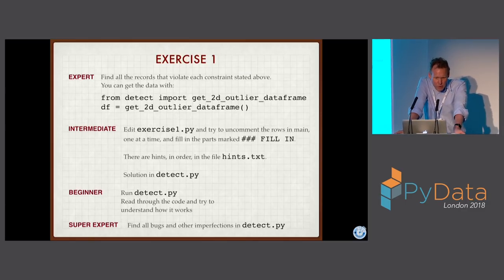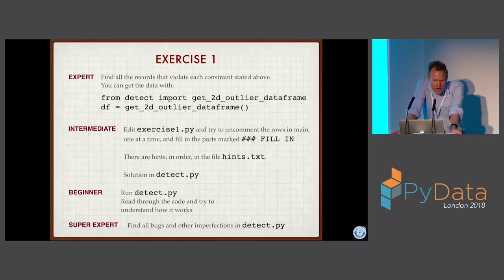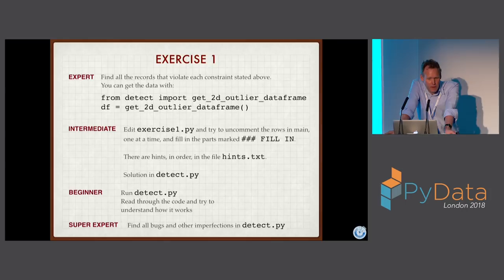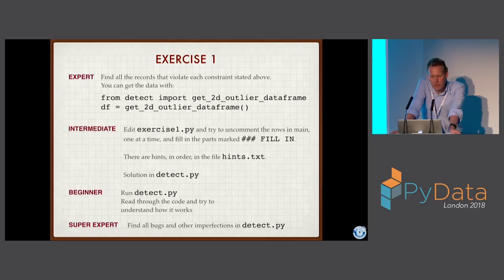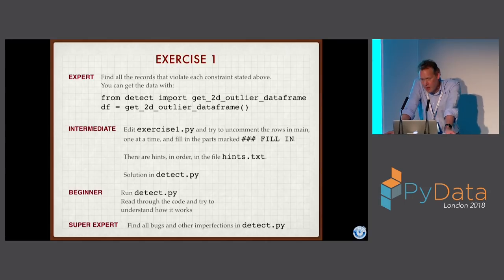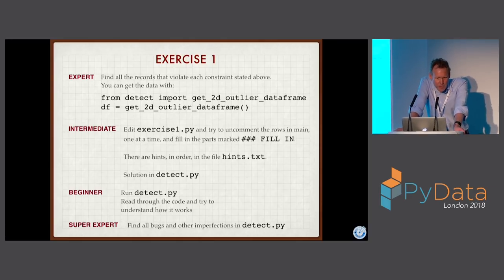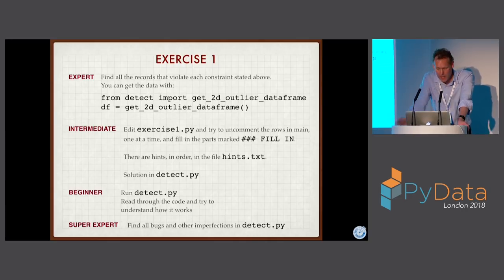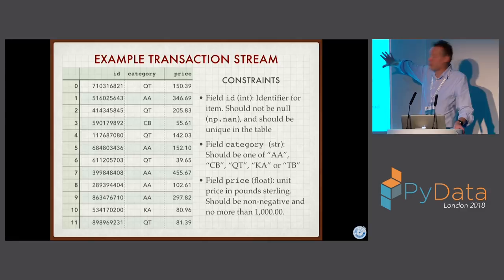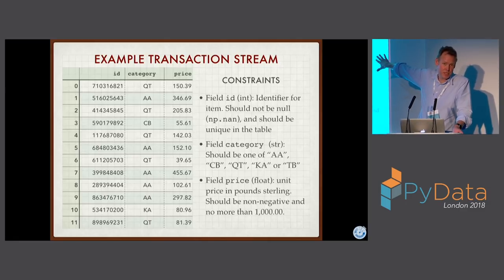Okay, so now we have a more interesting set of exercises, and we have four different possible versions of the exercise. If you are relatively experienced with pandas and with doing this kind of stuff, then you can get the data with those two lines there. From detect, assuming you've got detect on your path, make sure the detect file is somewhere on your Python path, import get_2d_outlier_data_frame. I suspect it should be 1D, but apparently I didn't know that when I wrote it. And that will get you the data, and your goal is just to detect all the things that fail these constraints.